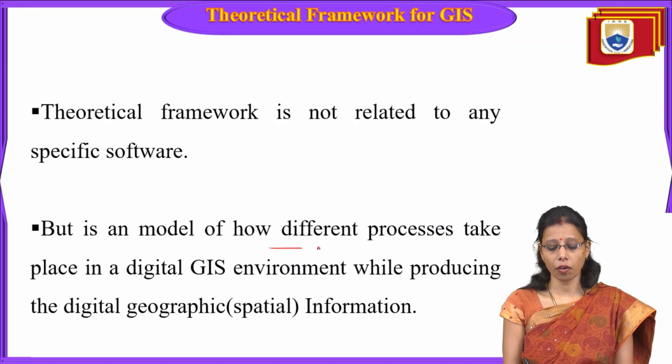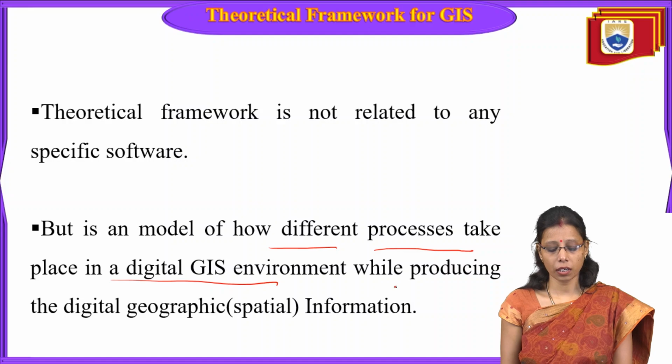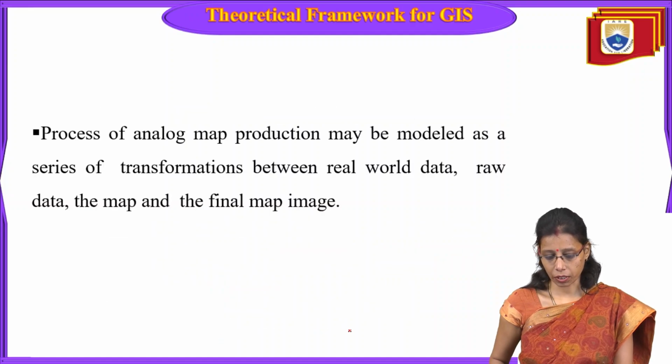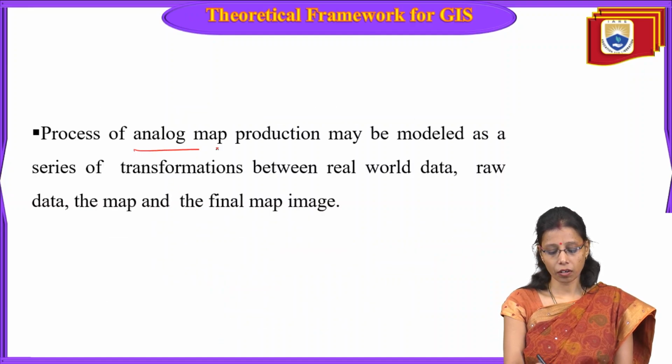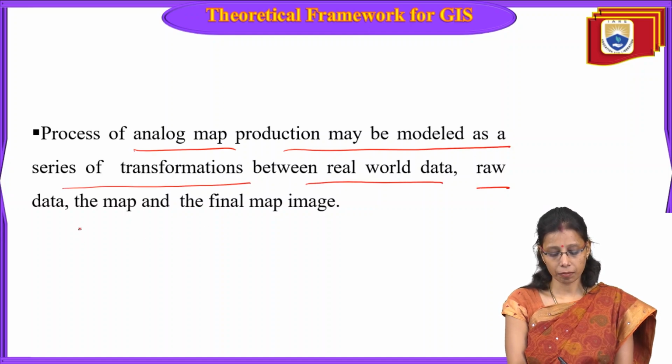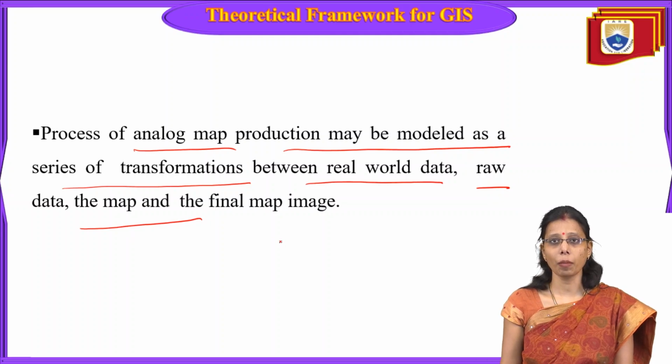It is a model of how different processes take place in the digital GIS environment while producing digital geographic spatial information. So the process of analog map production may be modeled as a series of transformations between real world data, raw data, map and the final map. That means analog map production may be modeled as a series of transformations.